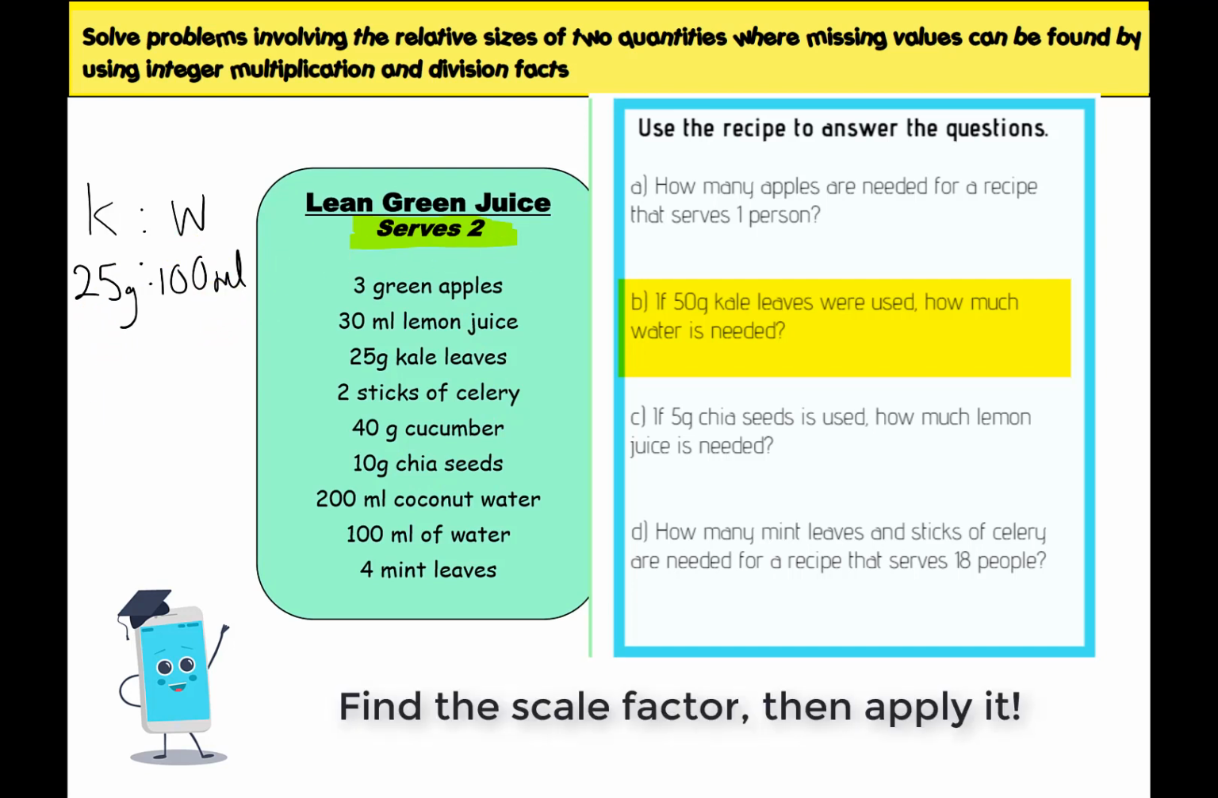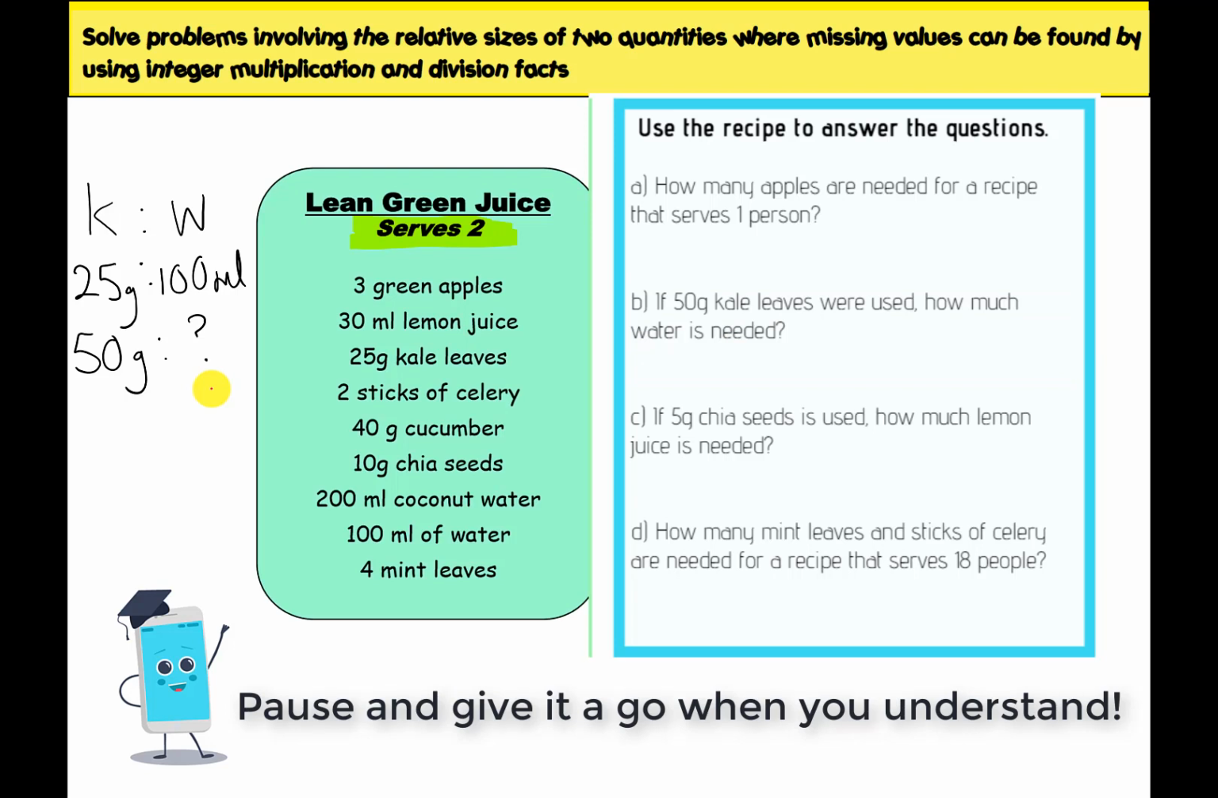So go back to my question, 50 grams of kale was used, so I've got that information. How much water? Well, I've written it out like this. I've got something to compare now. I can look at these two and I can think about my scale factor. What is the scale factor from 25 to 50? And can you apply it to the water bit? If you're starting to see how you can do these questions now, then I encourage you to try and do as much independently as you can.